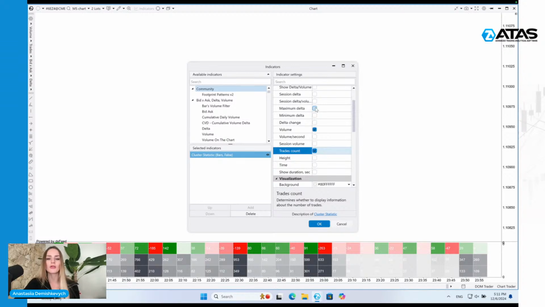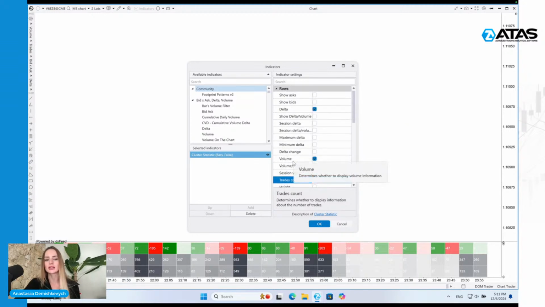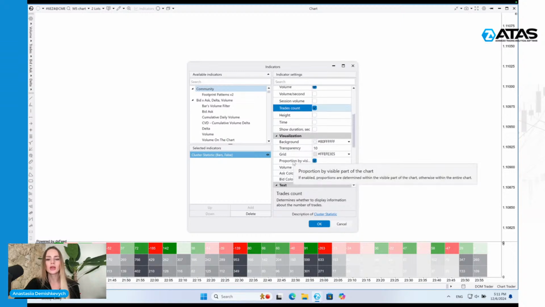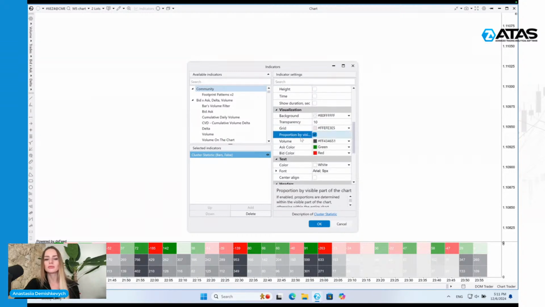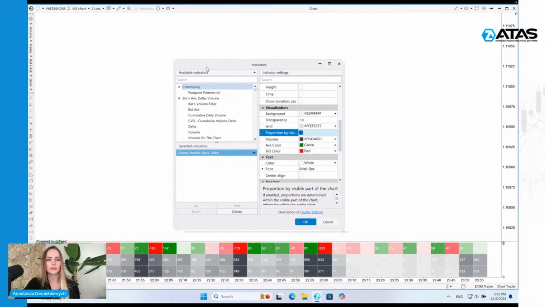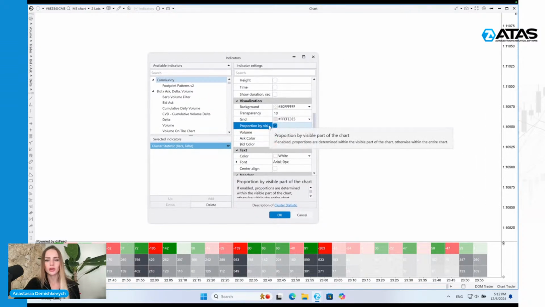Perhaps we're going to be covering it also in the next webinars together. For today's purpose, we're going to use volume, trade count, and delta. And then other settings that I apply in my cluster statistics is also the proportion by the visible range. Give me one moment. I'm going to show you here.